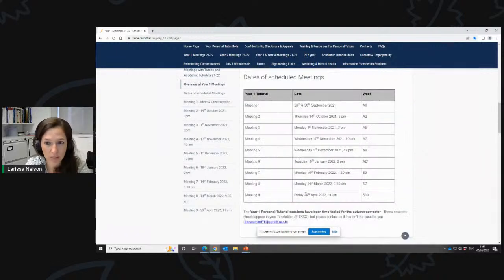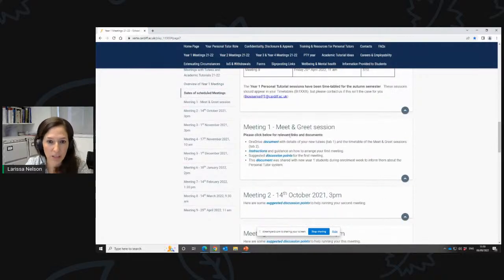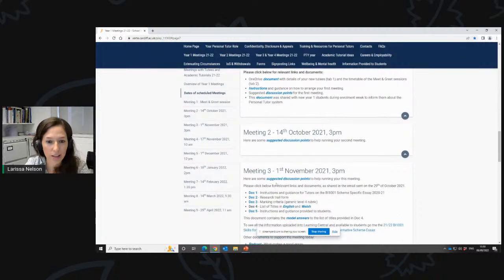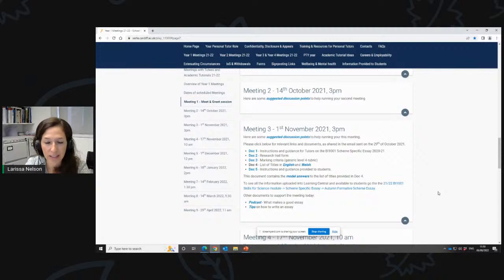So for example, we've got the timetabled meetings that the students will see in their schedules. And then if I just show an example of one of the meetings, so for meeting 1, we've got instructions and guidance on how the tutors can arrange their meetings, and suggested discussion points of what to chat with their students about during their first meeting. And then you can see here a document that was shared with the Year 1 students. So for every meeting, we've got a set number of documents that the tutors can see and access to help them with that meeting. And as I said, the plan is to help reduce the workload and stress around being a personal tutor by providing support and guidance to the personal tutors.